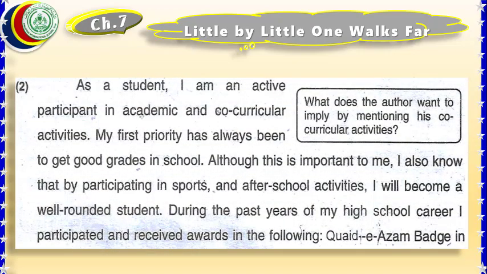This is paragraph 2. The question for this paragraph is, what does the author want to imply by mentioning his co-curricular activities? As a student, I am an active participant in academic and co-curricular activities. My first priority has always been to get good grades in school.